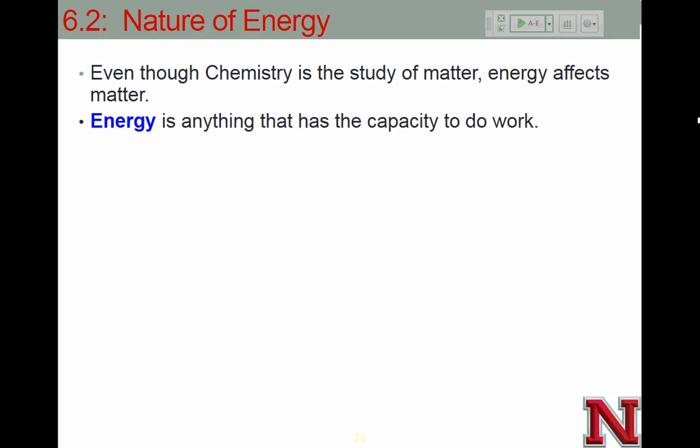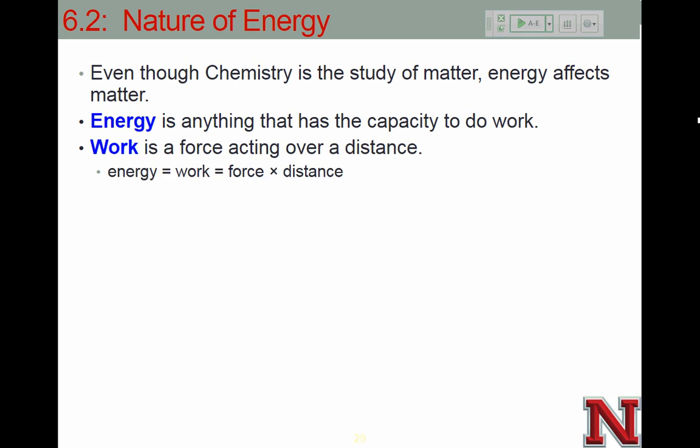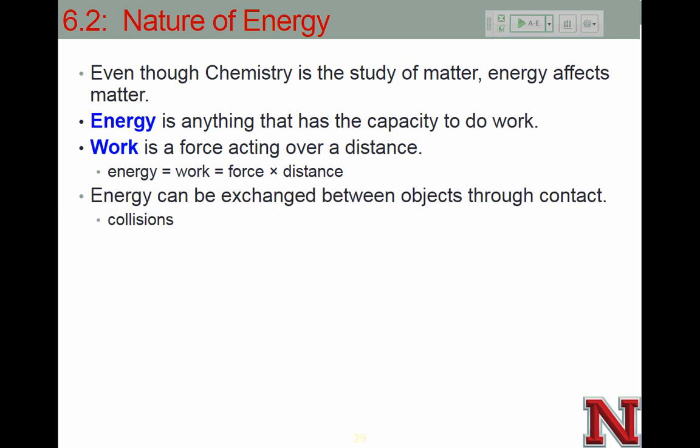So even though chemistry is a study of matter, energy affects matter. So energy is really important to the study of chemistry. Energy is anything that has the capacity to do work, and work is a force acting over a distance. So energy is equal to work, and work is equal to force times distance.